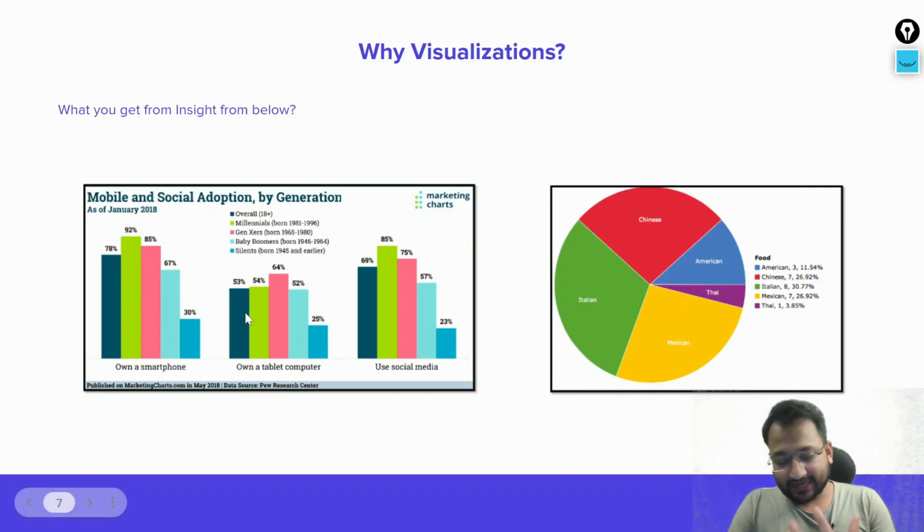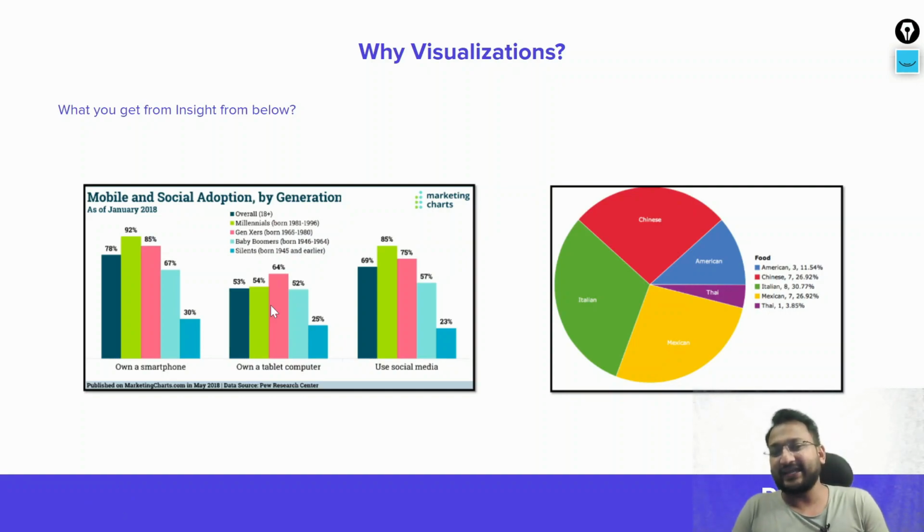When we take a look at ownership of a tablet, we can see that the percentage of Gen Xers is higher, and it's a little bit lower for millennials. And again, it's similar for baby boomers, and for silents the percentage is the lowest. So what I see is a different trend when it comes to owning a smartphone and a tablet, right? See, there are two things now. One is what the chart is saying. Second is diagnosis. Why could that trend be seen?